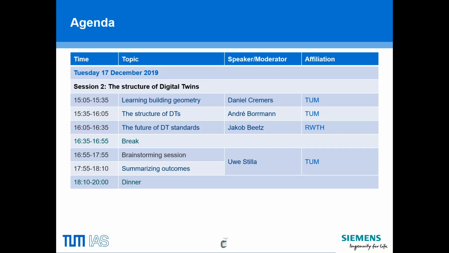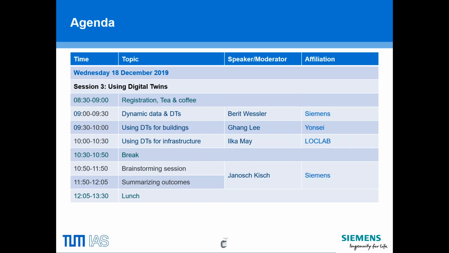The rest of the presentations, we have the structure of the digital twins with Andrew Borman, the future of digital twin standards with Jakob Beetz, and then a break and moving on to the brainstorming session. We'll then go on to a dinner slot tonight, and then tomorrow, we'll start with the using the digital twins session. First with Berit Wessler from Siemens talking about dynamic data and digital twins. Then with Professor Gang Lee talking about using digital twins for buildings. Then with Dr. Ilka May on using digital twins for infrastructure. And then our last session will be, again, the brainstorming session, which will then conclude with lunch.